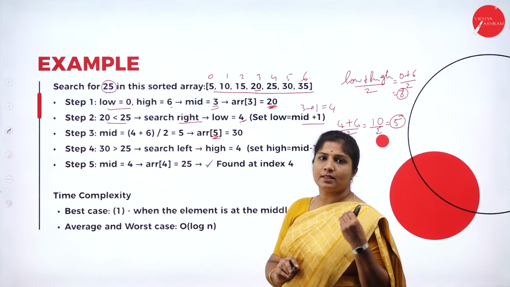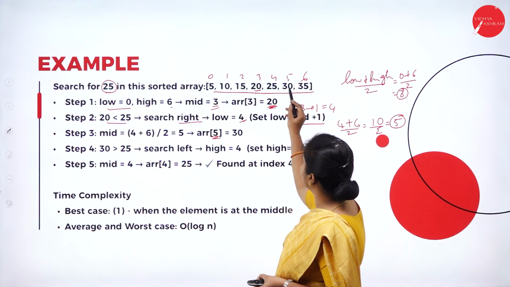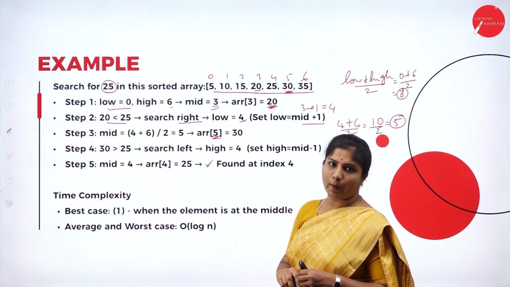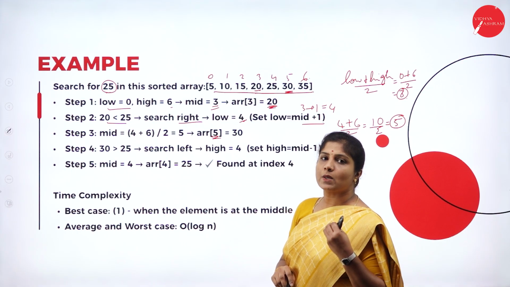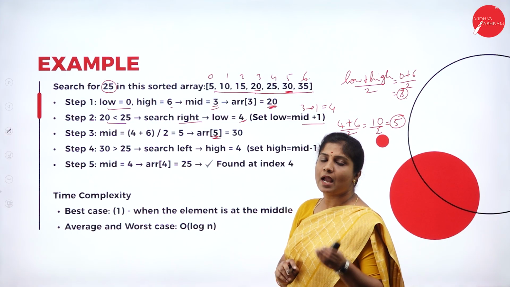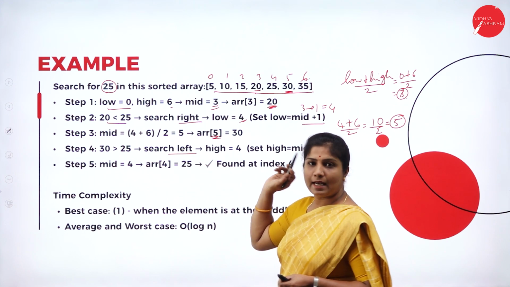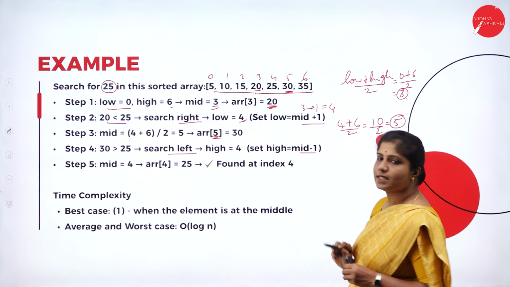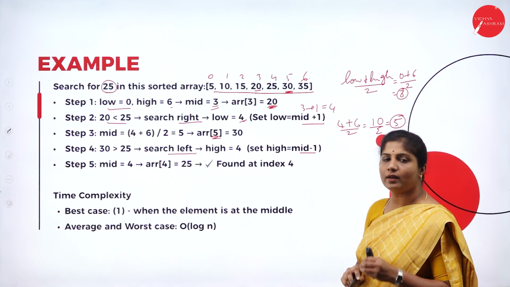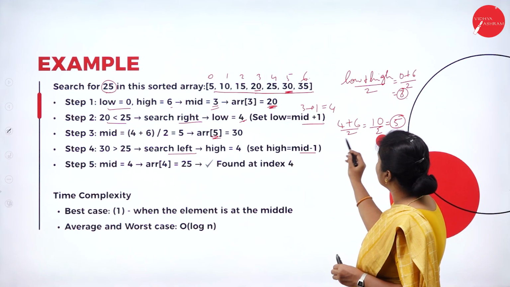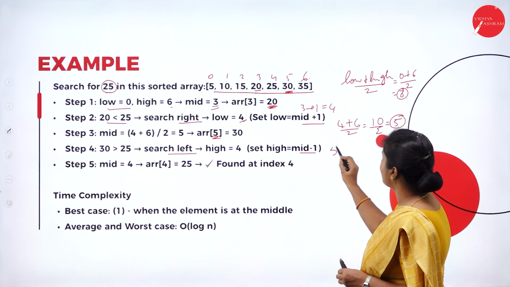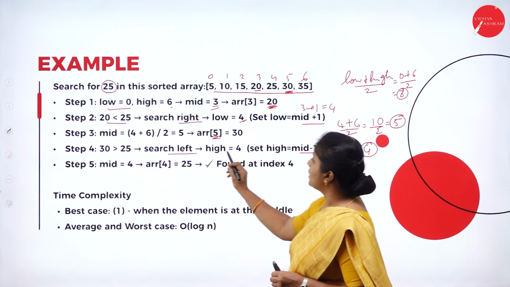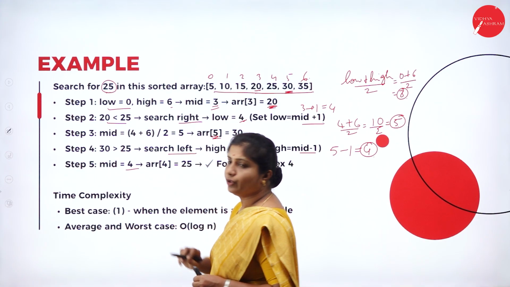So what is the value present in the array of 5? That is 30. So 30 is greater than 25, right? Hence search in the left and set the high value equal to mid minus 1. I got mid value as 5 in the last iteration. So now 5 minus 1 is equal to 4. So the mid value now is equal to 4.